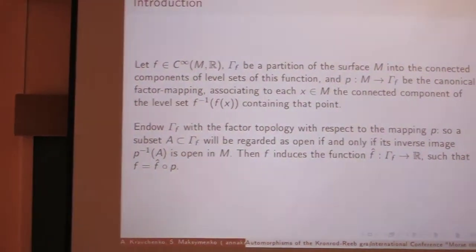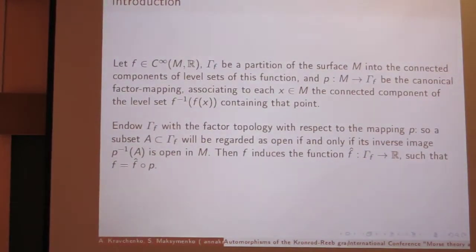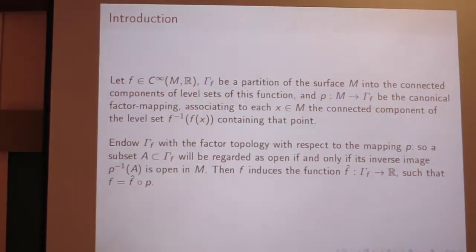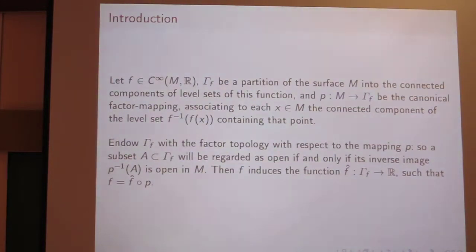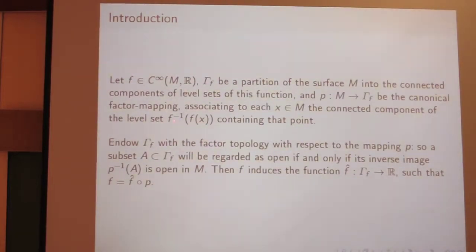Let F be a Morse function and gamma F be the partition of the surface M into the connected components of the level sets of this function. And let P be the canonical factor mapping associating to each x in M the connected component of the level set F minus one of F(x) containing that point. We endow gamma F with the factor topology with respect to the mapping P.